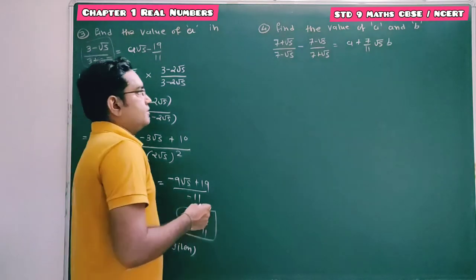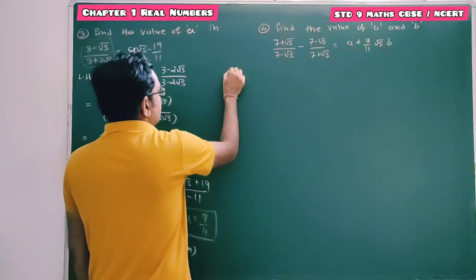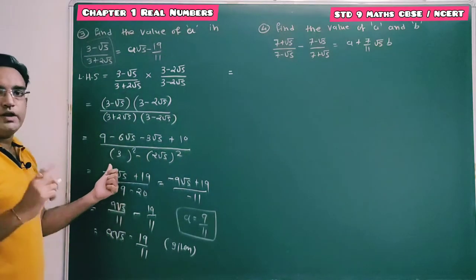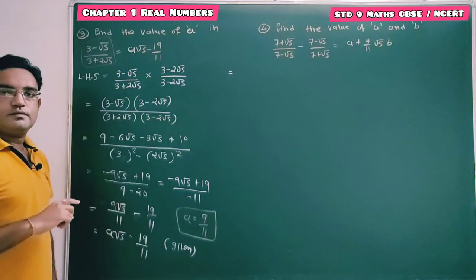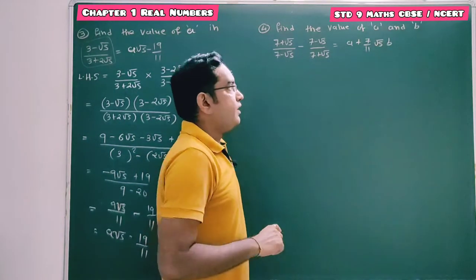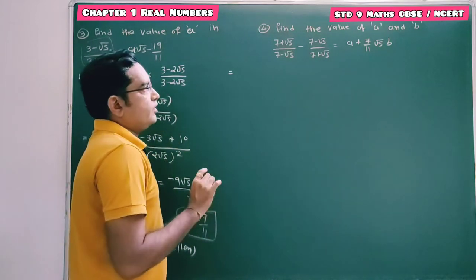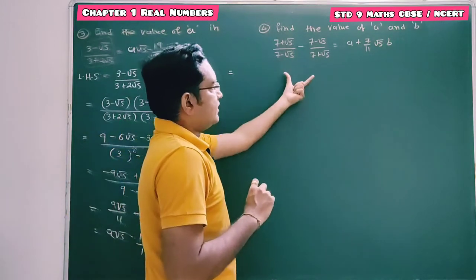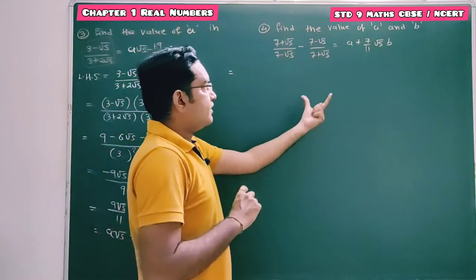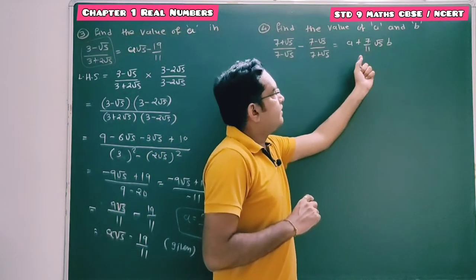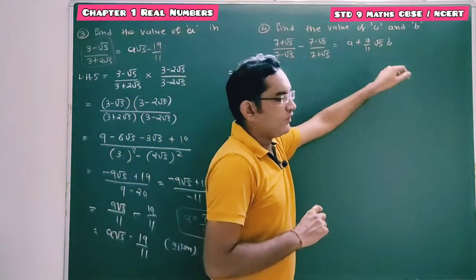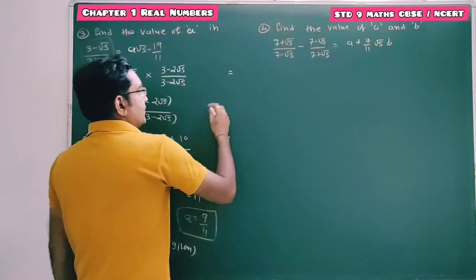Higher order thinking skill. Now let's try to solve question number 4. In the previous question, we were asked to find the value of only one variable, that is a. Here two unknown variables are there, a and b. So find the value of a and b. For that we'll follow the same procedure. We'll start with the left hand side, simplify it, convert it into the form of the given right hand side, and then compare the right hand side with the simplified form of the left hand side. We will get the values of a and b. Done. Let's try to solve.